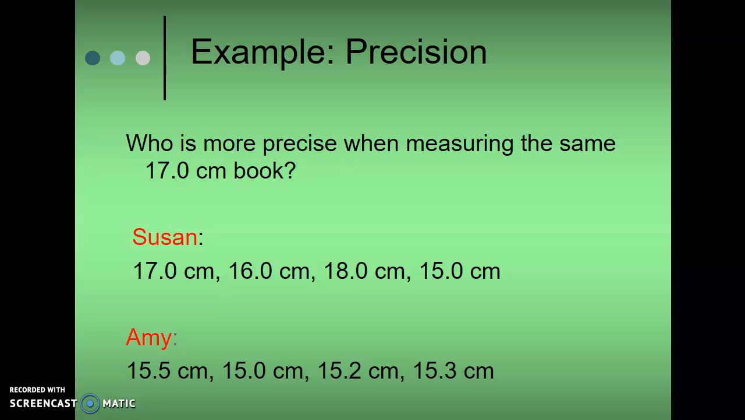Here's another example of the measurements with Susan and Amy. If they're measuring and we're looking at precision specifically, we're not necessarily trying to get the true or accepted value. We're trying to see how close our measurements are together. Amy would be the one that had the most precise measurements. All of her numbers are in 15, and the decimals after the 15 are very close together, so she has the precise measurements out of Susan and Amy.